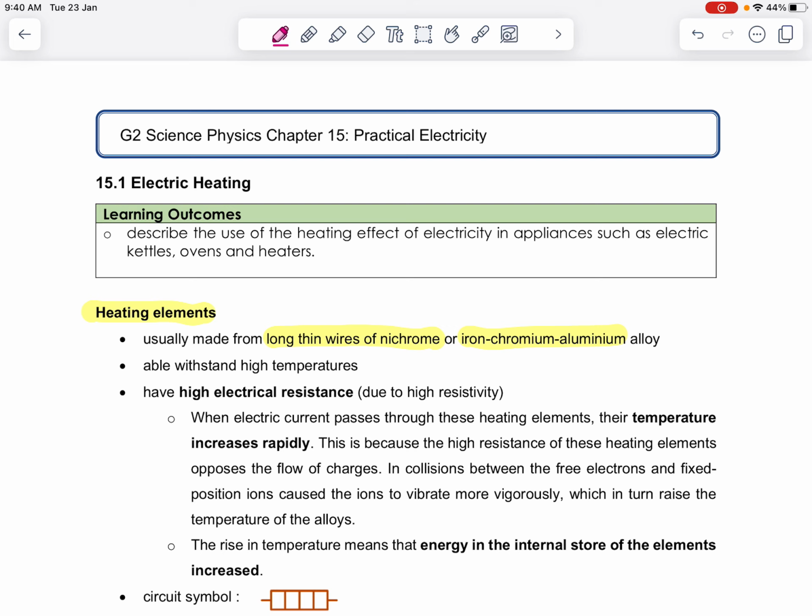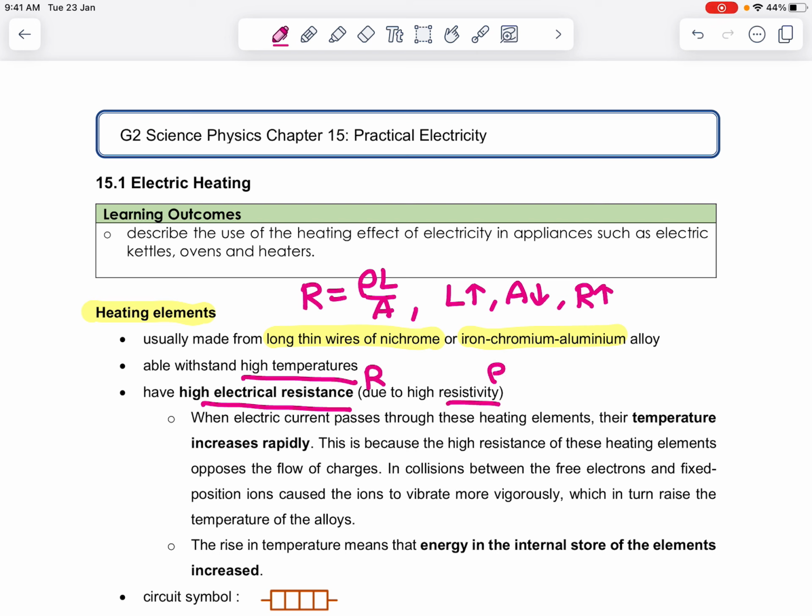Chapter 15, Practical Electricity. So first, let's look at the heating elements. Heating elements are usually made of long, thin wires of nickel chrome or iron chromium aluminum alloys. If you can remember the formula, R equals rho L over A. If you have long wires and thin wires, which means the area is small, you will have high resistance. So such heating elements are able to withstand high temperatures and have high electrical resistance, R, and high resistivity.